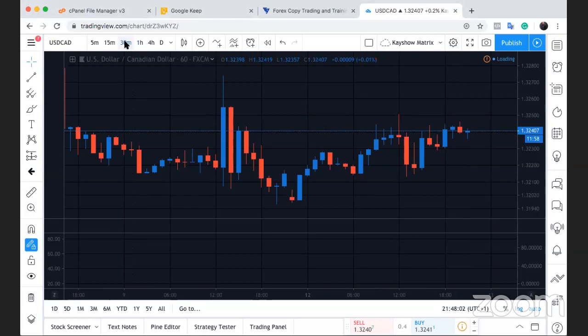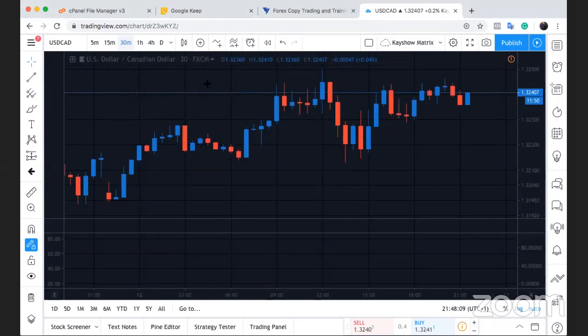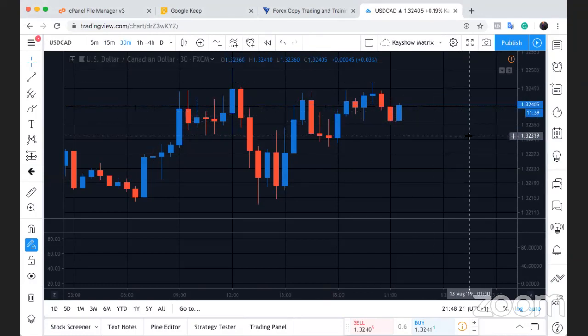If I break this down to 30 minutes, it means I want to see what happens to price every 30 minutes. And you can see MetaTrader 4 is telling me I have 11 more minutes left before the form of the next candle. So every 30 minutes, another candle will appear.